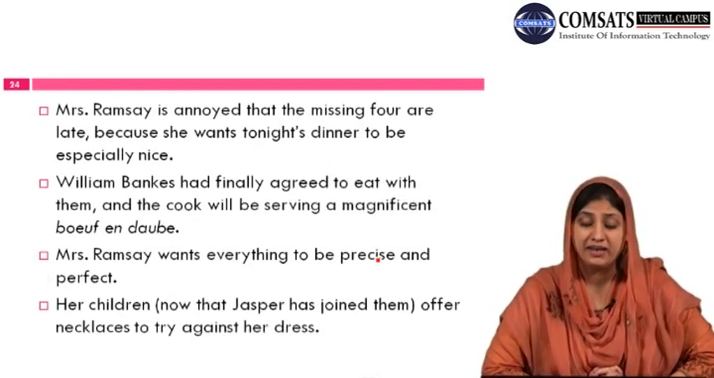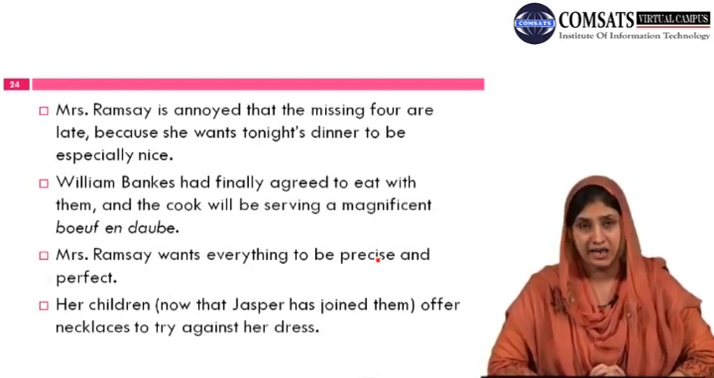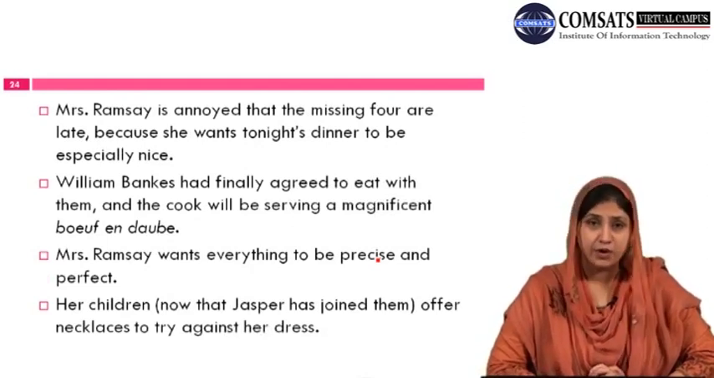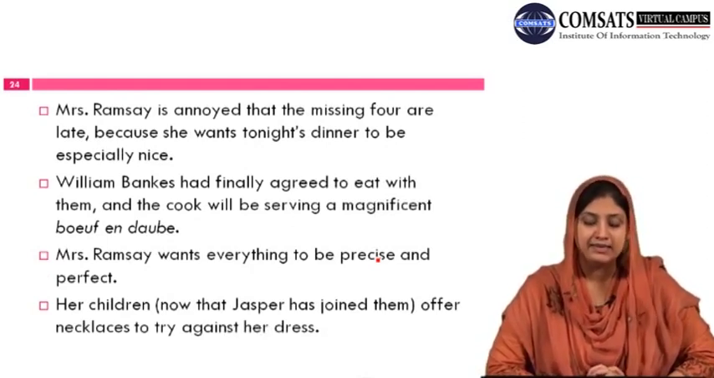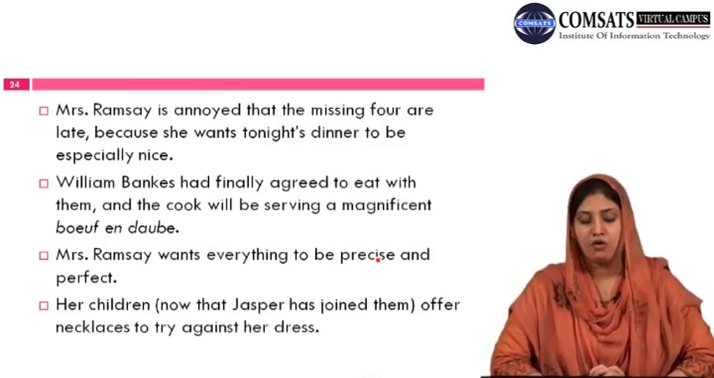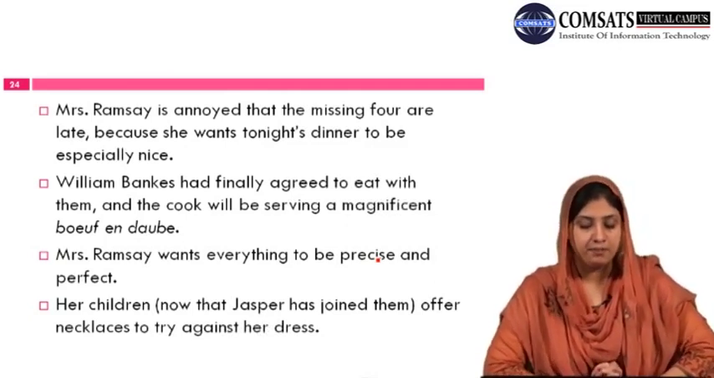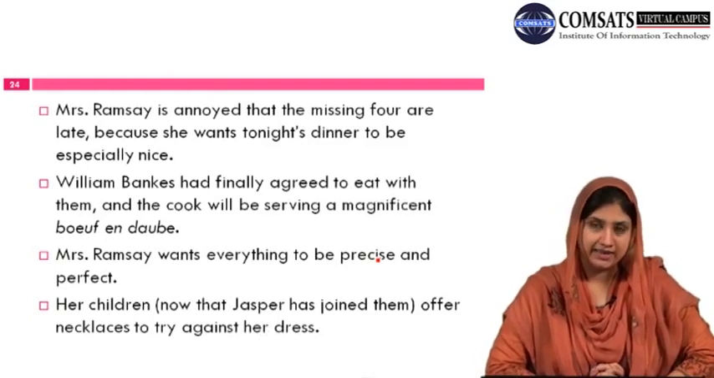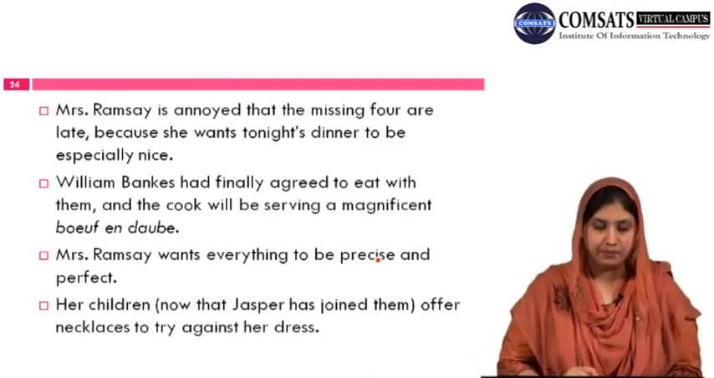Mrs. Ramsay is annoyed that the missing four are late because she wants tonight's dinner to be especially very nice. William Banks had finally agreed to eat with them, and the cook will be serving a magnificent boeuf en daube. Mrs. Ramsay wants everything to be precise and perfect. Her children, now that Jasper has joined them, offer necklaces to try against her dress.